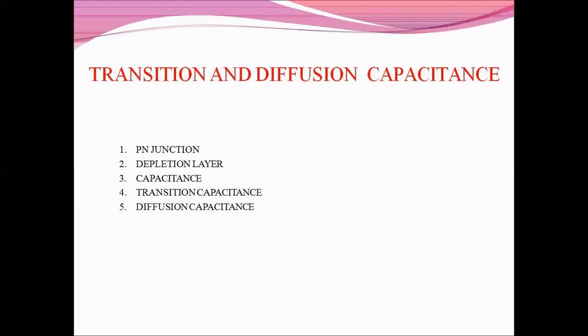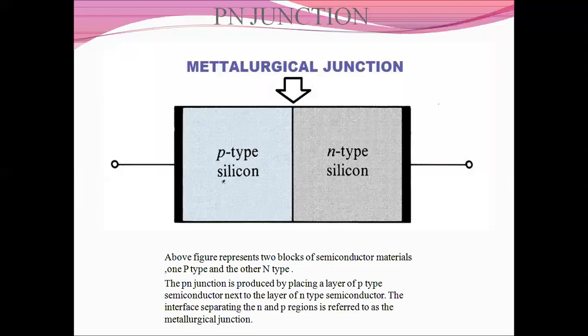Here we are going to study the PN junction, the depletion layer, capacitance, and what transition capacitance and diffusion capacitance are. So the PN junction is nothing but the metallurgical junction. If you join a P-type semiconductor and an N-type semiconductor, you get a junction that is said to be a PN junction.